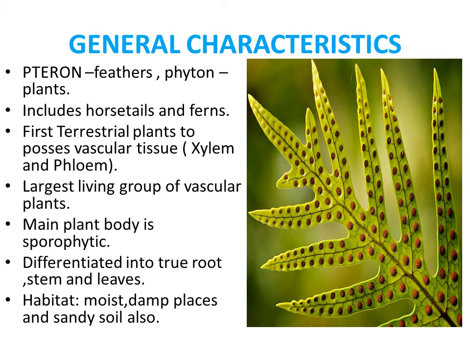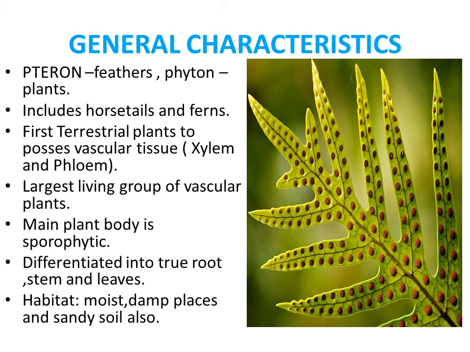So they are the first terrestrial plants to possess the vascular tissue. It is a very important point that they have xylem and phloem. So xylem is used for the conduction of water and phloem is used for the conduction of food. Next, they are the largest living group of the vascular plants.